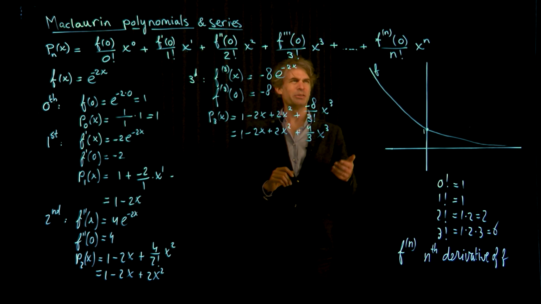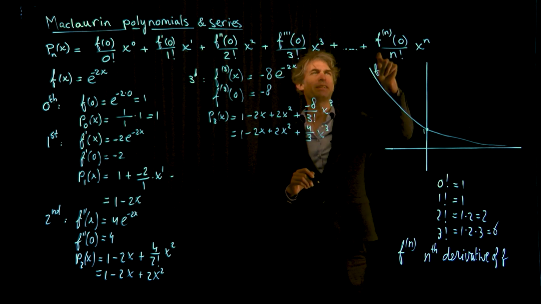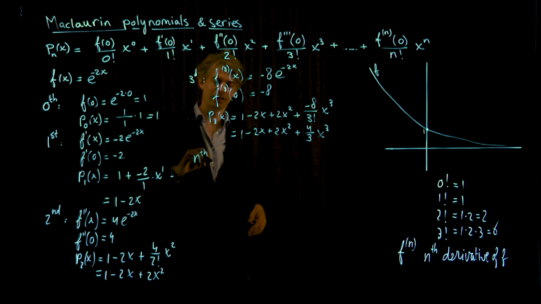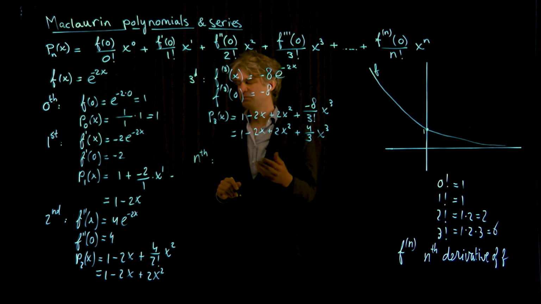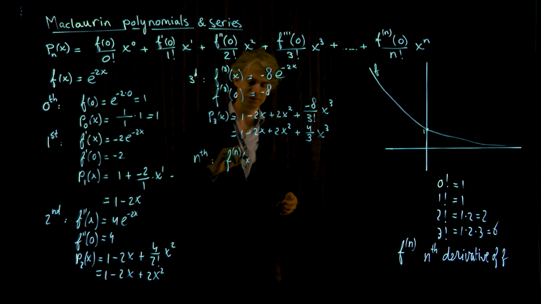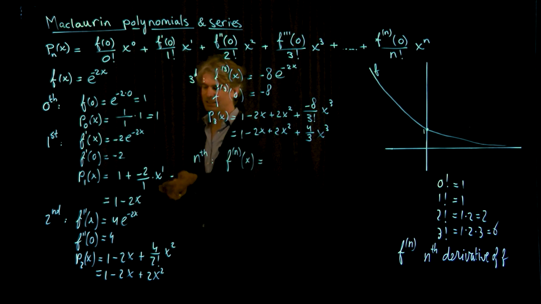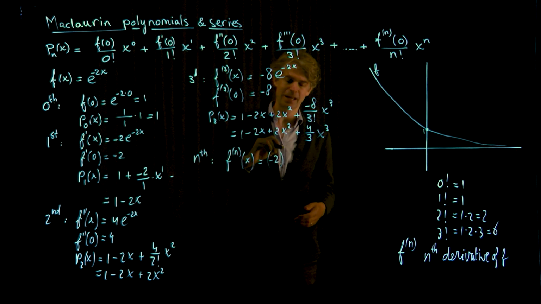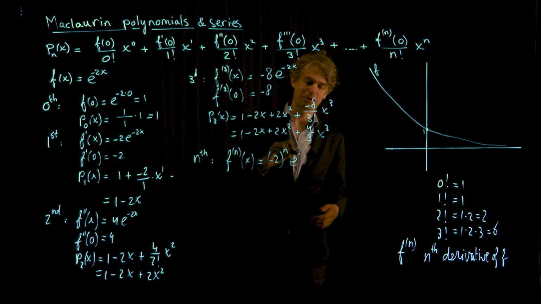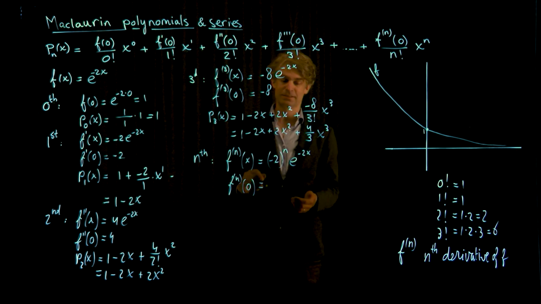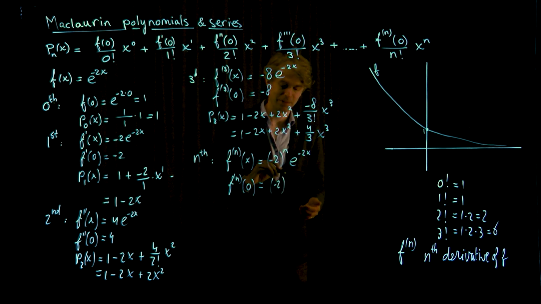And on and on and on. Can we say something about this general term? I think we can at least express the nth polynomial, we can do a little bit of computation. We could say what's the nth derivative of our function? I notice that each time we just get a factor minus 2 in front of it. So actually the derivative is minus 2 to the power n times e to the power minus 2x. That means that in 0 we get minus 2 to the power n.